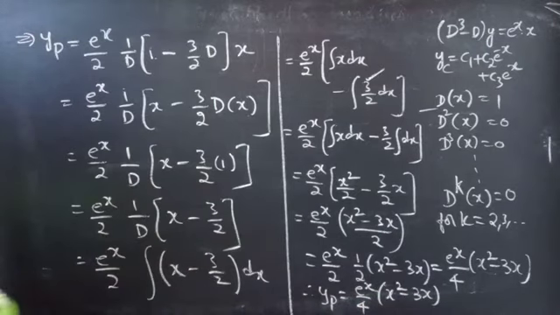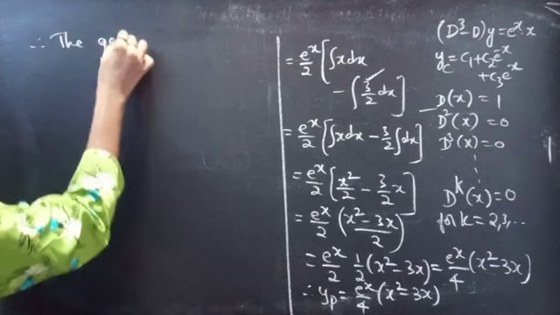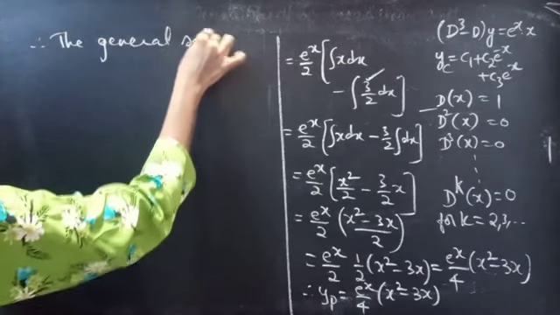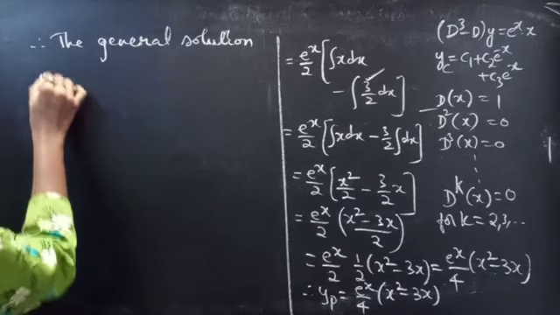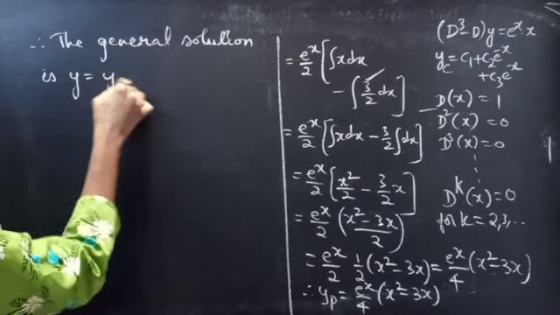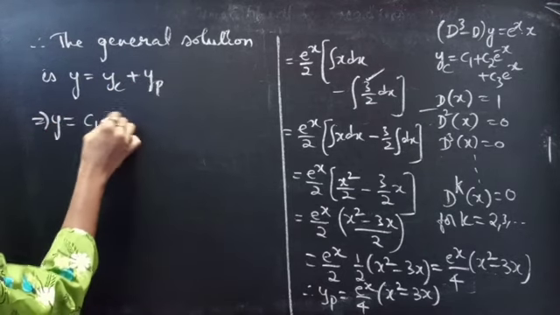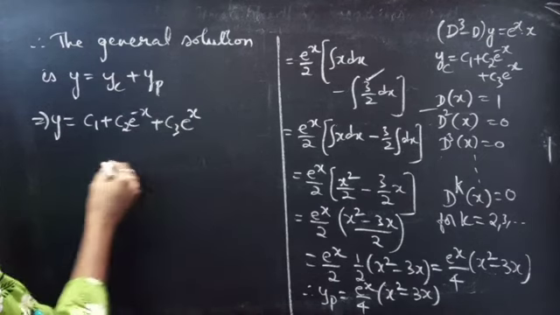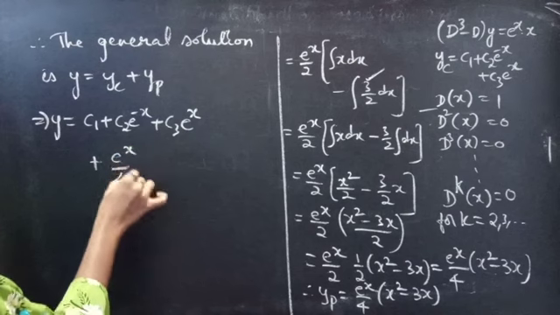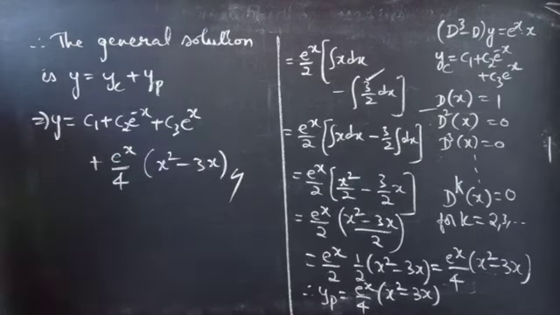We got yc and yp, so let's write the general solution. The general solution is given by y = yc + yp. Then y equals yc, we have c1 + c2·e^(−x) + c3·e^x, plus yp, e^x/4 · (x² − 3x). This completes the problem.